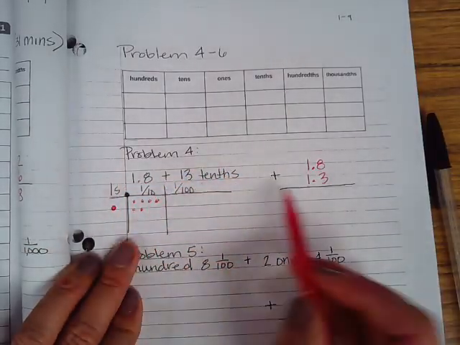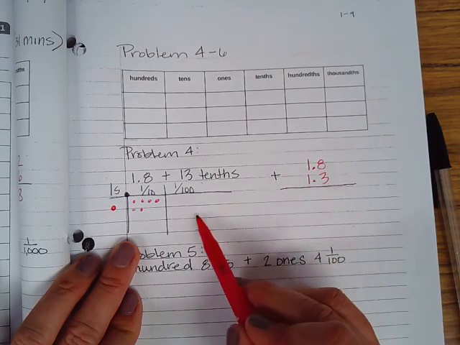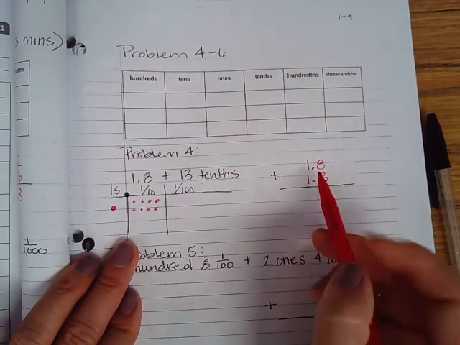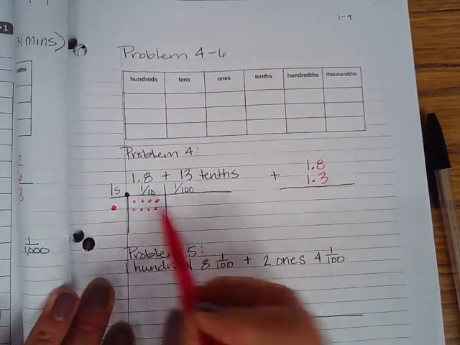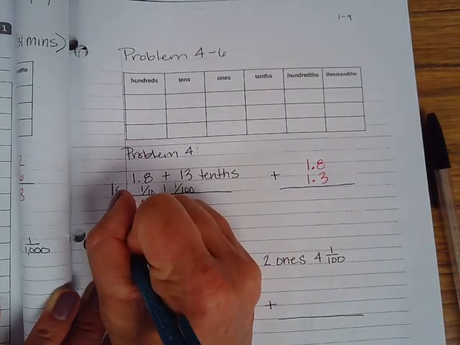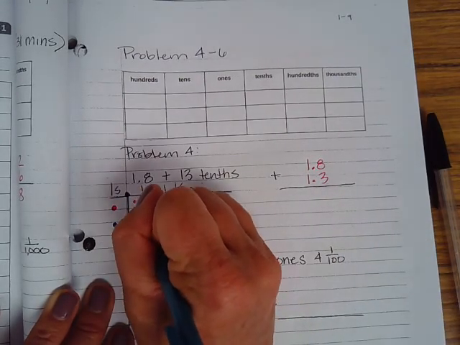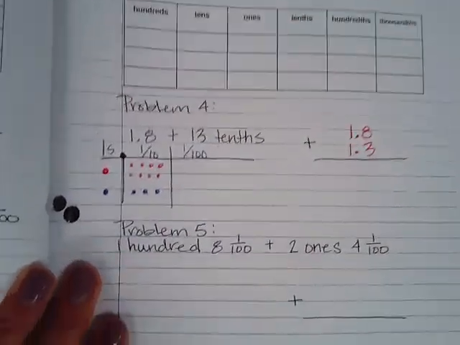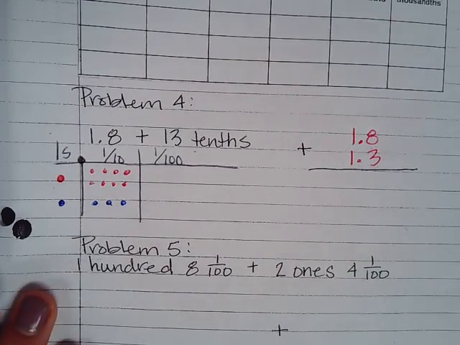So now, here's our number. Now I'm going to take this number and put it into a place value chart. So 1 whole, 8/10. Now I'm going to put 1 whole and 3/10. 1, 2, 3. So can you see that? Give me a thumbs up if you can see that well.